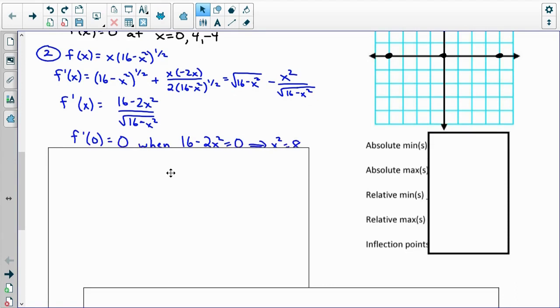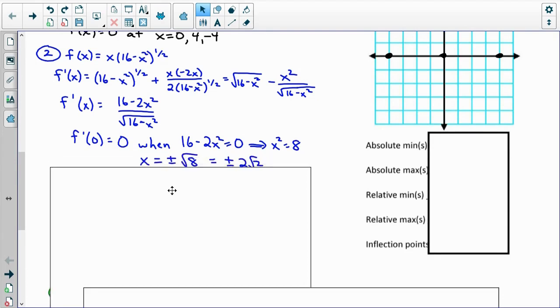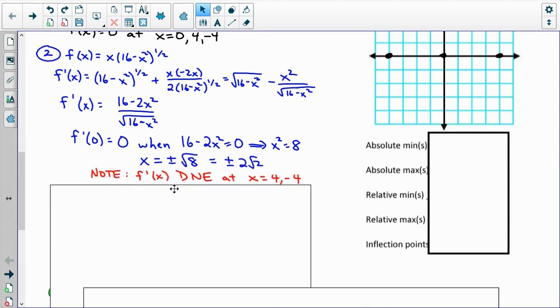That will equal 0 when the numerator equals 0, which occurs at x squared equals 8. So x equals plus or minus √8. You can simplify the radical, but I'm not going to for the rest of the problem. Also note that f prime of x does not exist at the endpoints, because if you substitute in 4 or -4, it makes the denominator 0. So that's something to keep in mind.